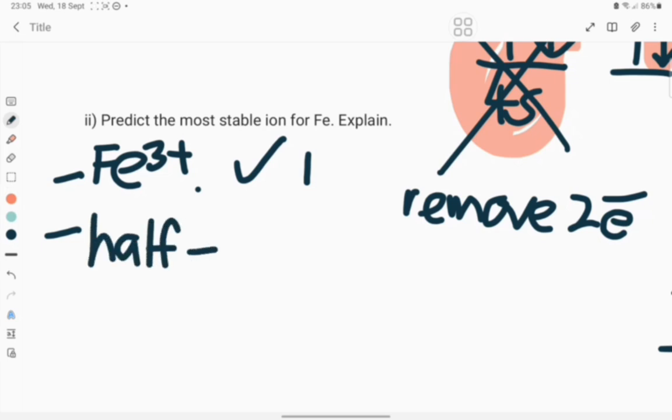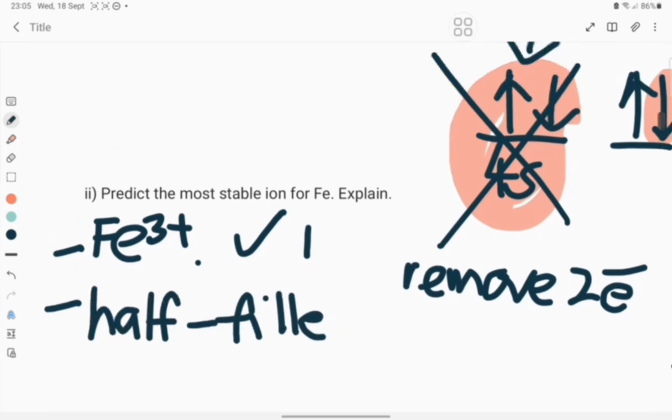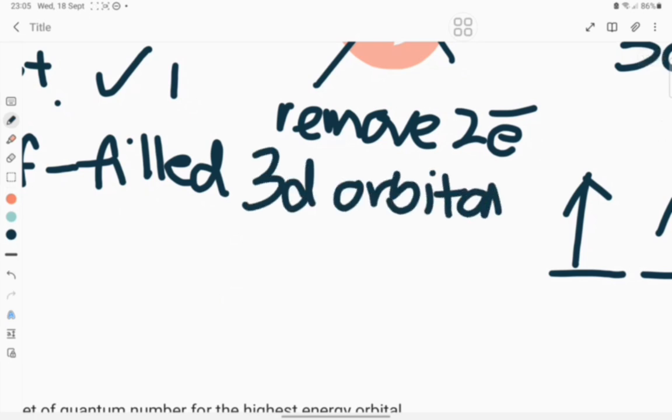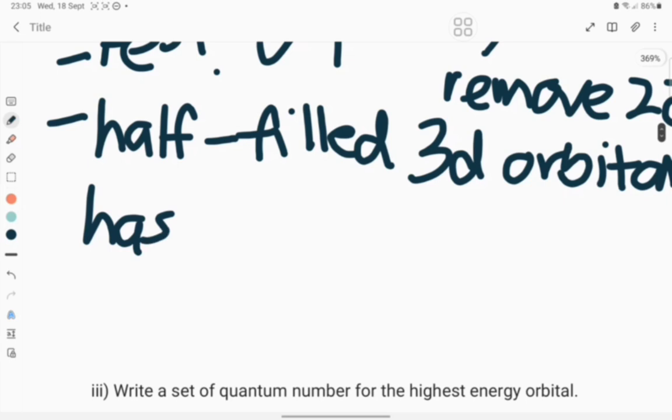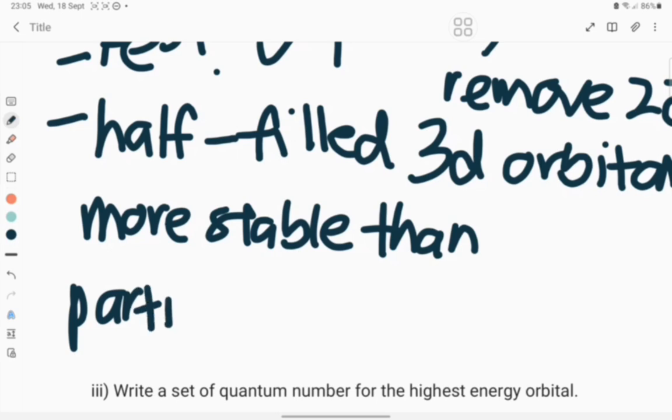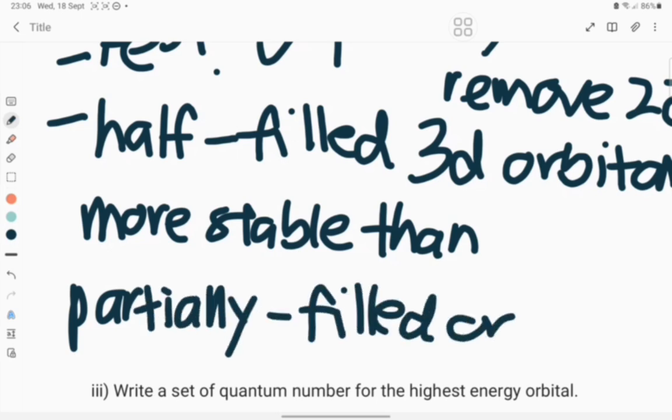Half-filled 3d orbital is more stable than partially filled orbital.